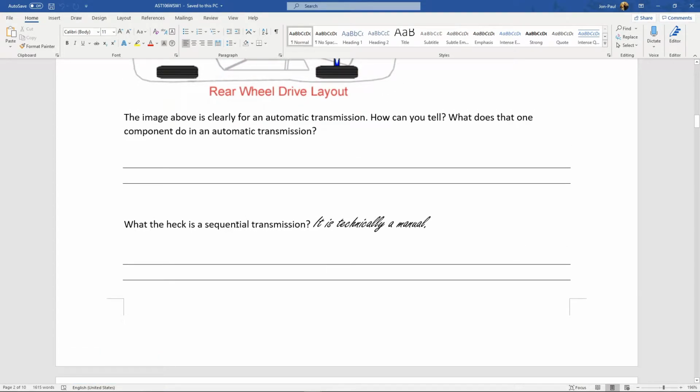And does anybody know what a sequential transmission is? I alluded to the fact that my motorcycle has one, and if you look up any real race cars, track cars, all the rally cars have sequential transmissions. And the beauty here is that there's no synchronizers. So you don't technically need the clutch to shift gears. And you can do it under full engine load. You can do it at high speed.